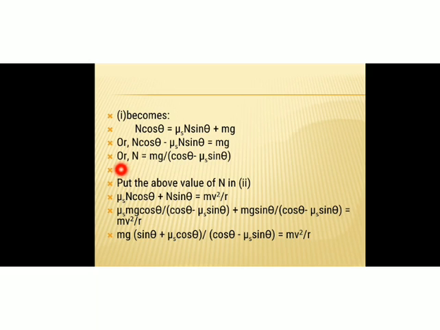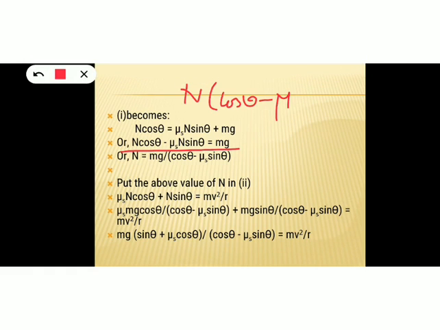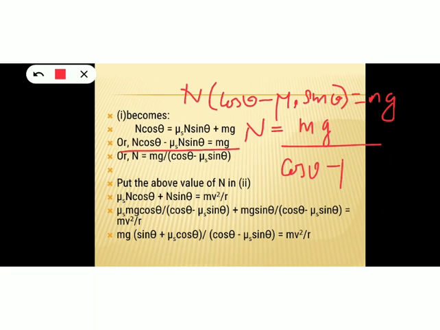And from this, take N as a common factor. Whenever you take N as a common factor, you will get N into cos theta minus mu s sin theta. Okay, so here N is the common factor. So N into cos theta minus mu s sin theta equal to mg. Therefore N is equal to mg by cos theta minus mu s sin theta. Okay, that is what is written here.